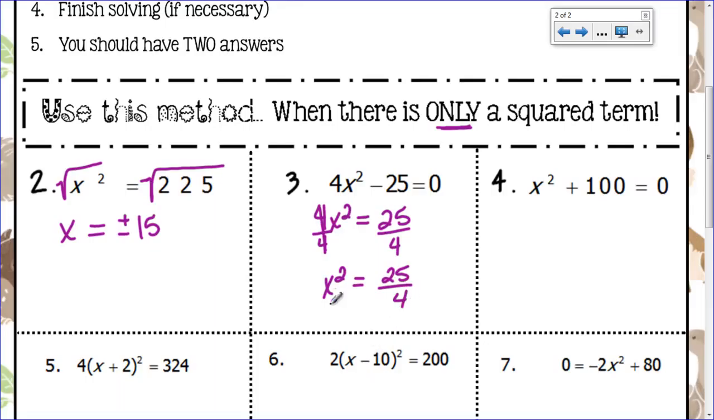So I'm going to leave it as this fraction, and I'm going to go ahead and take the square root of both sides. And when I do, I'm going to have a fraction as an answer because I take the square root of the top and the bottom. And it's okay. So I'm going to end up with, I'm trying to find a space to write it, x is equal to, remember it's plus minus, the square root of 25 is 5, and the square root of 4 is 2. So it's plus or minus 5 over 2.